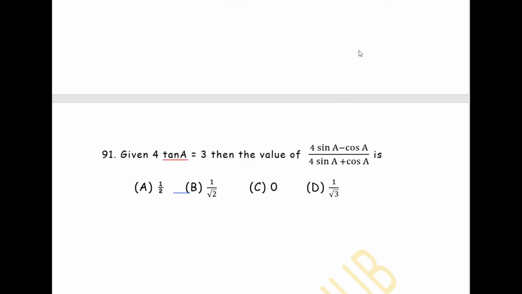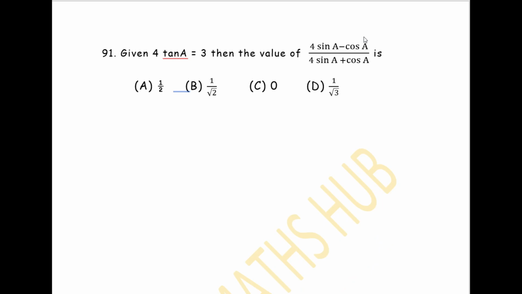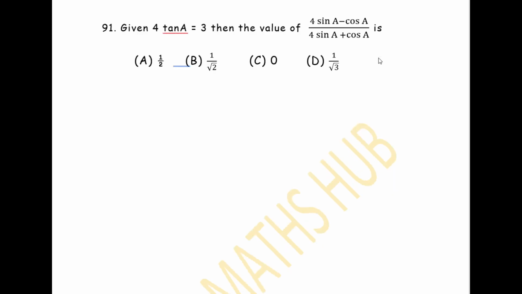Now the question number 91, that is, given 4 tan A equals 3, then the value of (4 sin A minus cos A) divided by (4 sin A plus cos A). Given what? Given 4 tan A equals 3. Now tan A is what? Tan A equals 3 by 4. What is tan A? Tan A is opposite by adjacent.